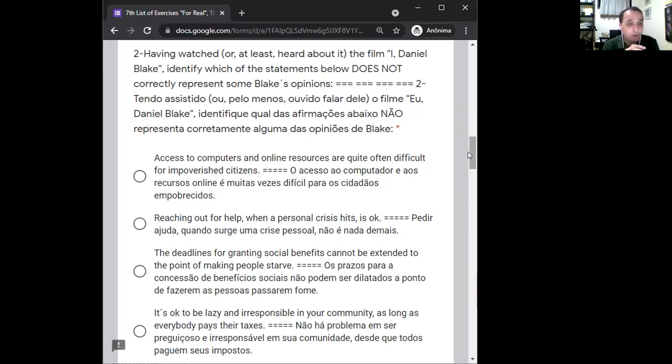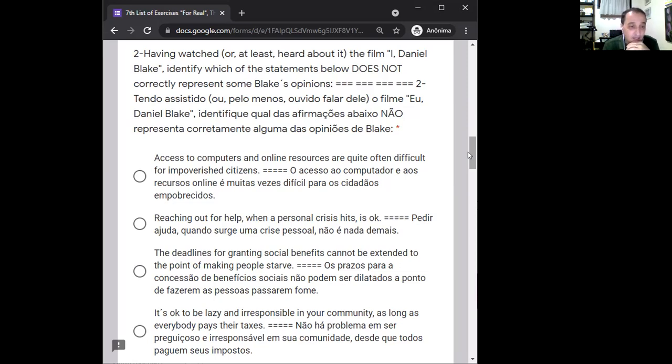Second one, reaching out for help when a personal crisis hits is okay. Well, I think Blake actually says that. When he's trying to convince the young lady there, he tries to convince her, look, it's okay, you need help, you have had a very tough time, and I'm here to help. It's okay, it happens. Everybody needs help sometimes, right? So yeah, this is one of Blake's opinions too.